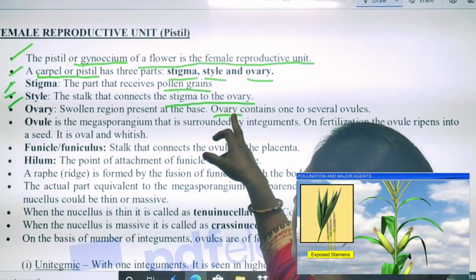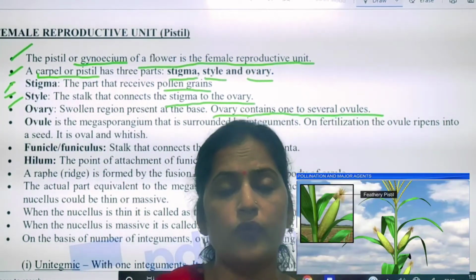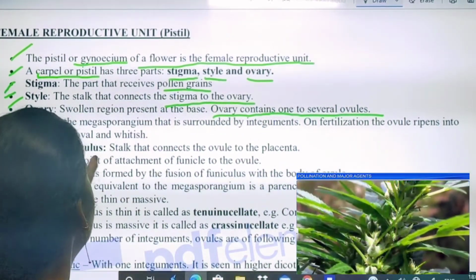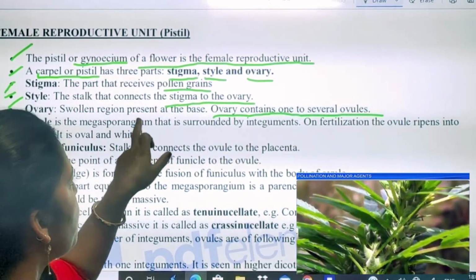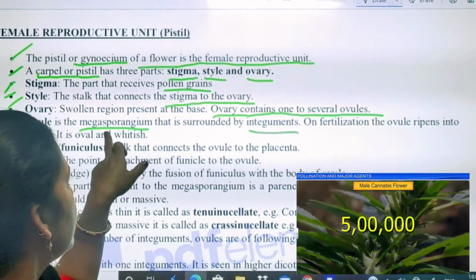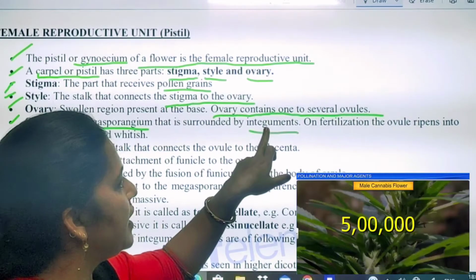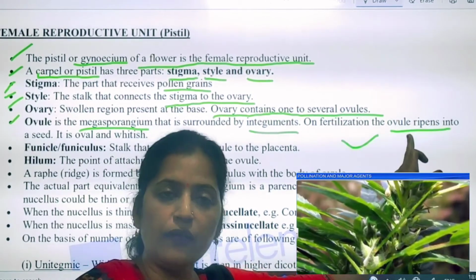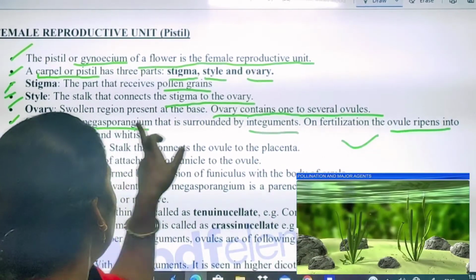And that is ovary contains 1 to several ovules. और उस ovary के अंदर जो होते हैं, that means at that time ovary contains number of ovules that are present in the ovary. Ovule is a megasporangium. Ovule जो है, that is the megasporangium that is surrounded by the integuments. अब ovule जो है, they are the megasporangium, and these megasporangium they are surrounded by the integuments, and on the process of fertilization the ovules ripens. जैसे ही fertilization का process होगा, at that time the ovules ripens into a seed.